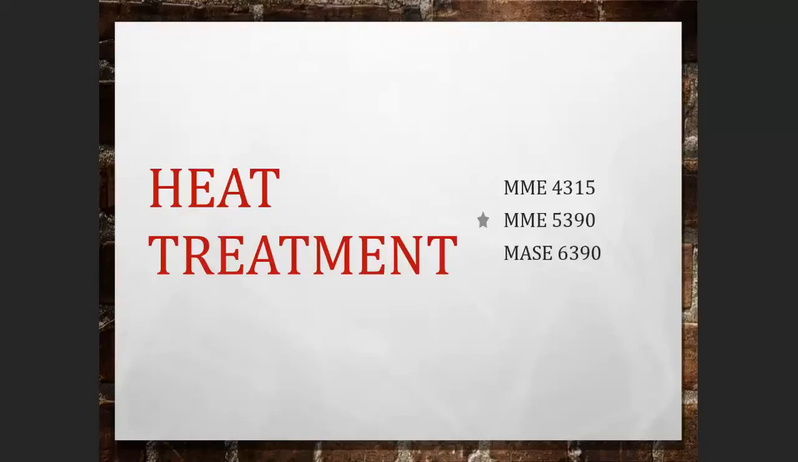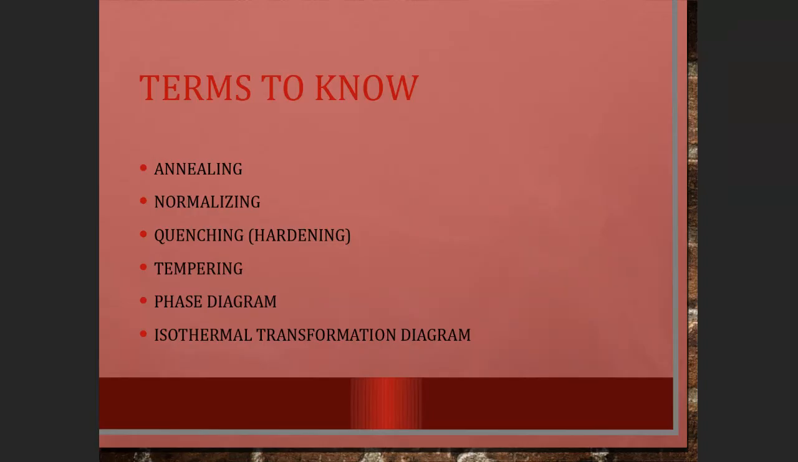Good afternoon, class. I apologize for the delay, but here are a couple of slides over heat treatment and what to expect from ferrous alloys. Some of the terms that you need to become familiarized with are annealing, normalizing, quenching, not solutionize quenching, but more quenching to harden, tempering, phase diagrams, and the isothermal transformation diagram.